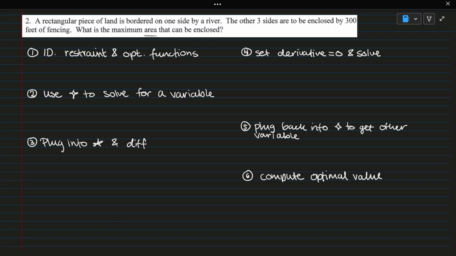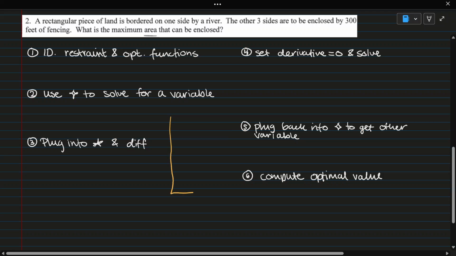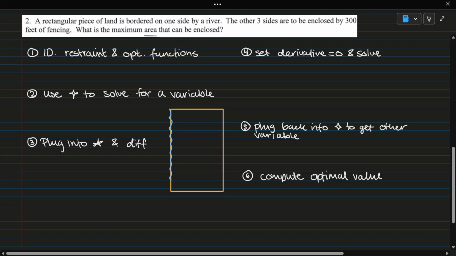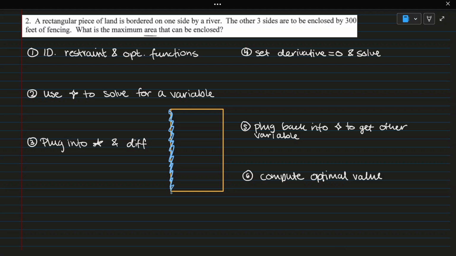So in this case, it's going to help us to draw a picture. So I'll draw a picture here. So we have a rectangular piece of land. Draw a rectangle here. And one side of it is bordered by a river. Because one side of it is being bordered by a river, we only need to fence 3 sides.